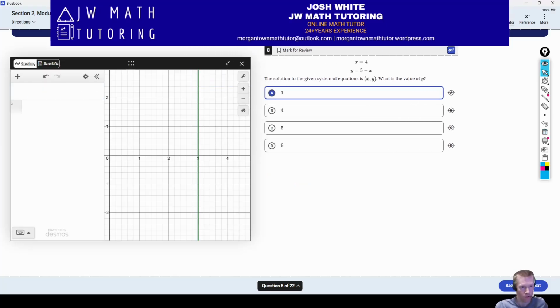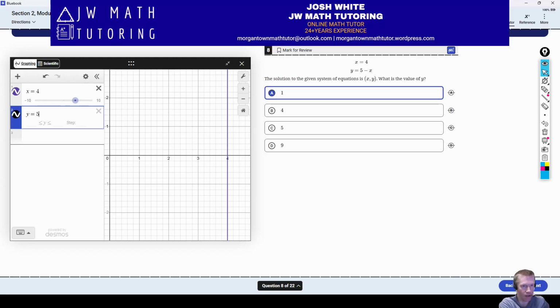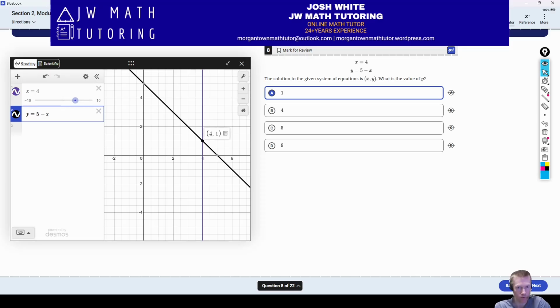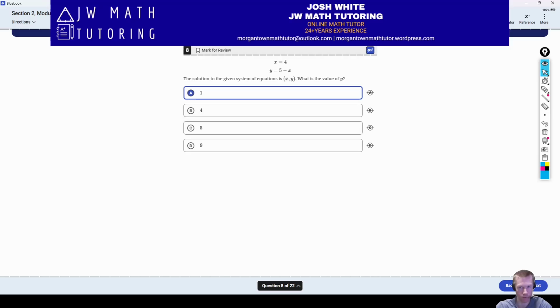Of course, solving systems of equations, we could just go to Desmos, and we can graph both lines, and we can see where they intersect. Right here, (4, 1). They want the y value, the answer is 1, same answer I got originally.